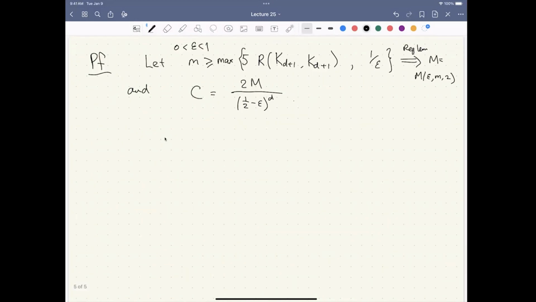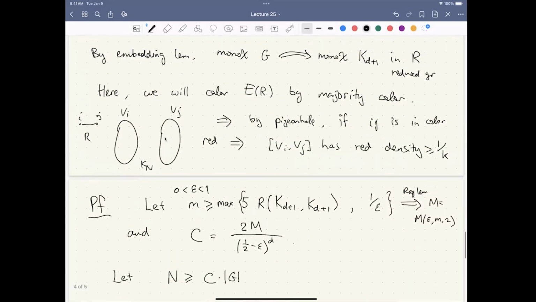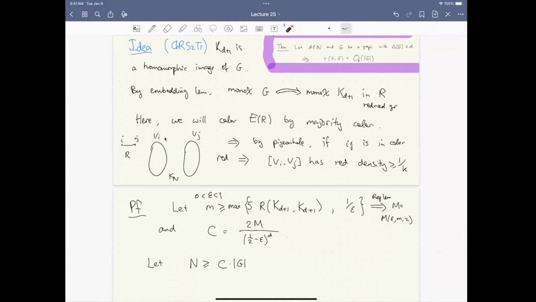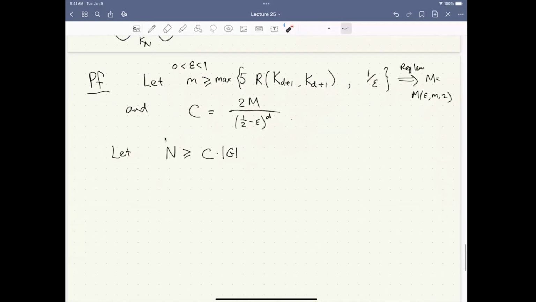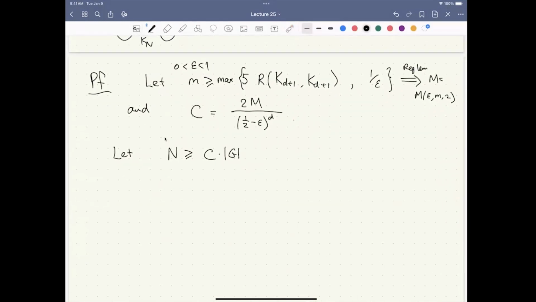Now we're going to let capital N be at least this constant C times the size of G. Remember what we need to do? We need to prove that the Ramsey number of G is linear in G. So this number is linear in G because C is an absolute constant, depending essentially only on this D and epsilon we're choosing. So now we just need to prove when you 2-color Kn.